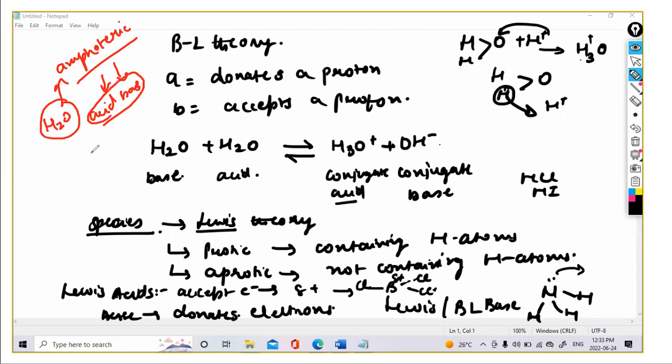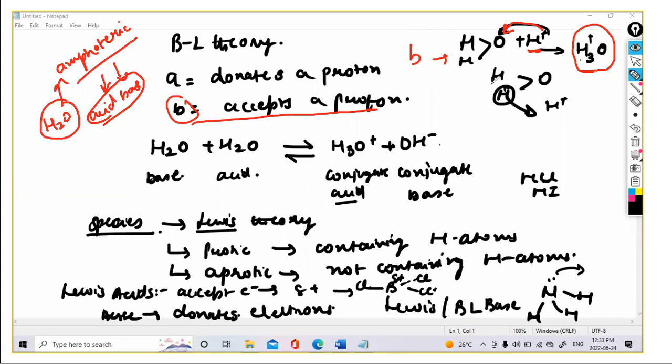For example, if I want to talk about this water, this is a water molecule: two hydrogens and one oxygen. It will accept this H positive proton, the H positive ion, and it will become H3O positive, the hydronium ion. So this water is accepting the proton, and the one who accepts the proton, we call a base. So here your water is acting as a base.